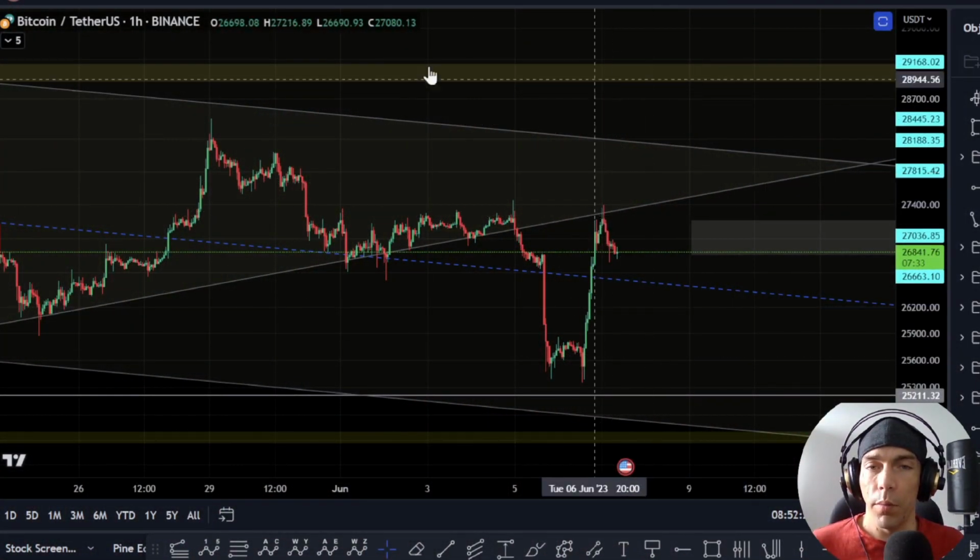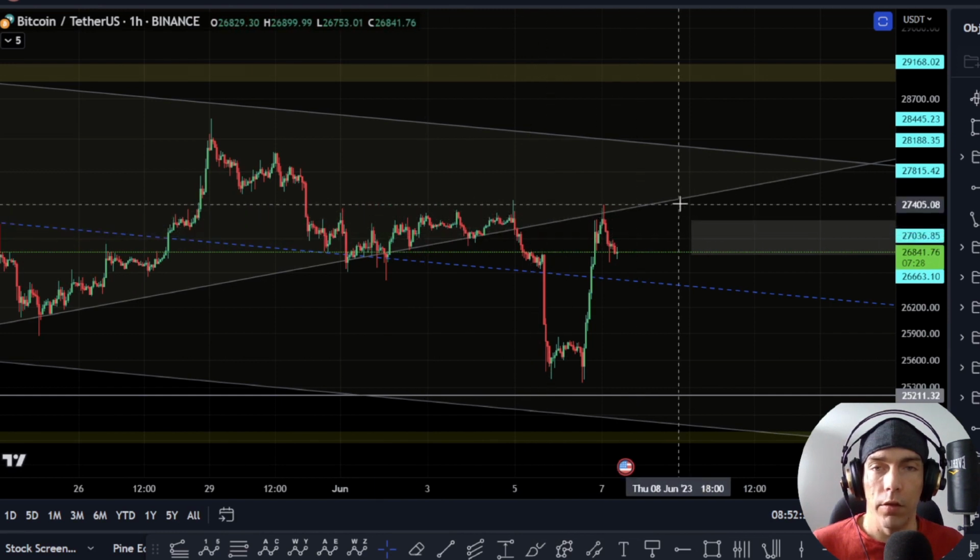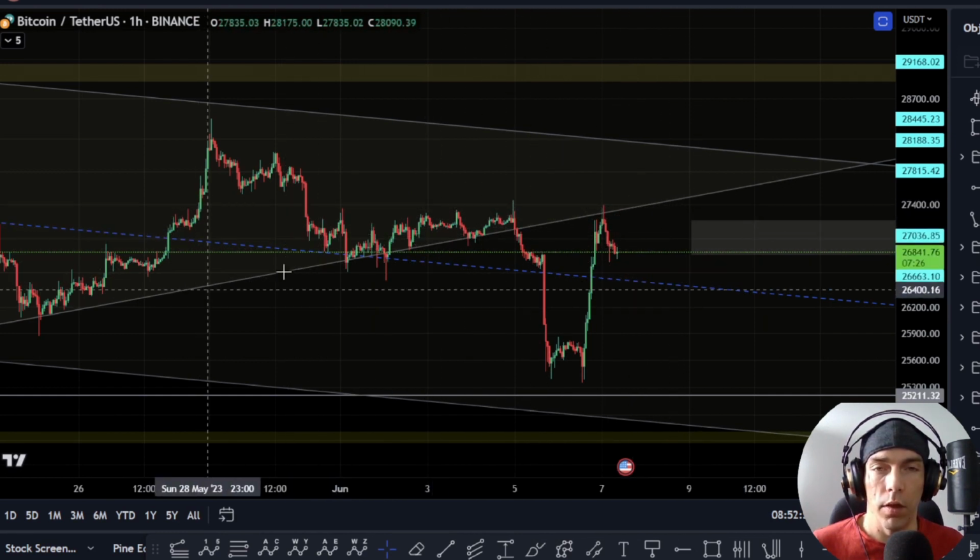Today we're going to be having a look at Bitcoin. Let's get into the charts and see what's going on. Okay, so we've had this strong move to the upside. Now, we were talking about this possibility yesterday, and we've actually come back and retested the underside of this channel that we were holding as support.